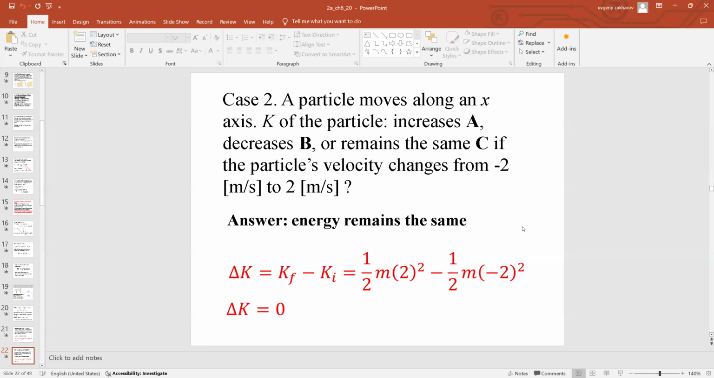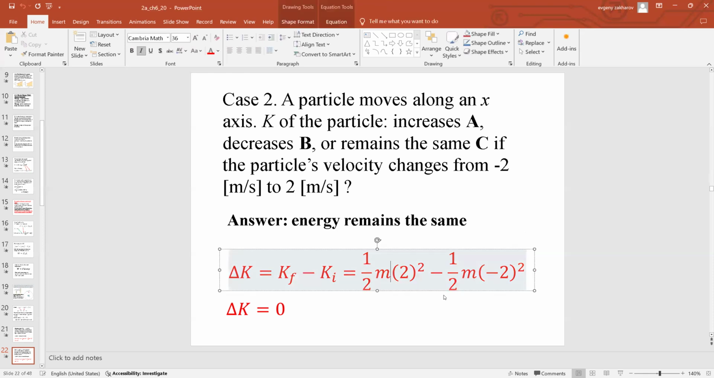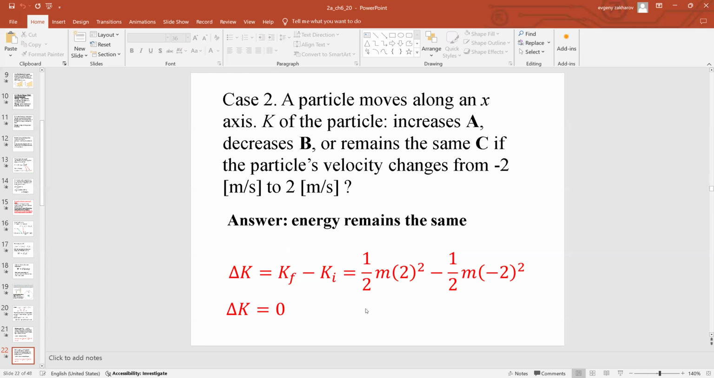So be careful while calculating kinetic energy, especially if there's some kind of a negative involved. Do not make any fast decisions until you do the actual calculations and see for yourself if the change is positive, negative, or zero. A lot of options are on the table. And because you square everything, your negative really doesn't matter. It's the magnitude that matters, not the direction.